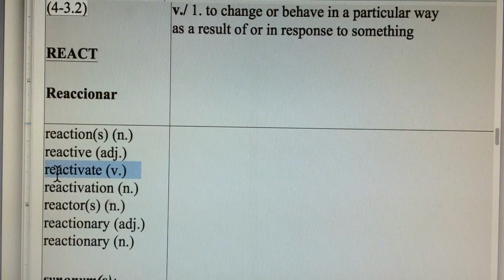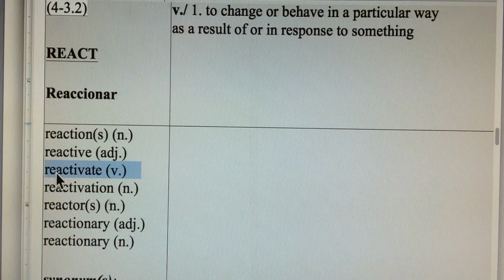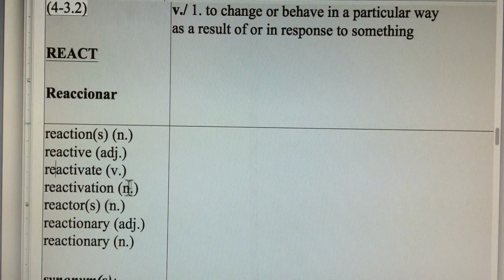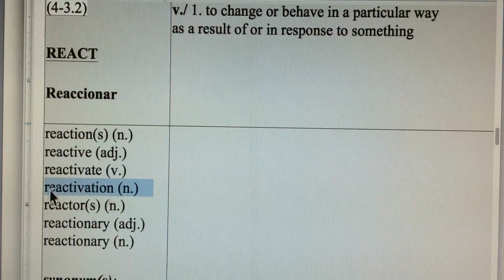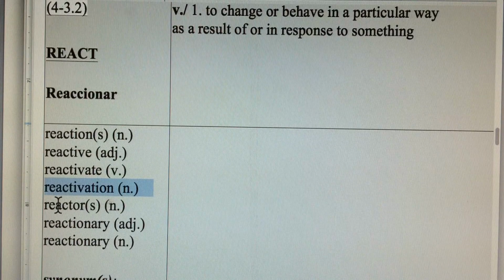Reactivate means to start something up again after a period of time. For example, students, when they come back to Escuela Popular after leaving, sometimes the registrar has to reactivate them. It means start them up on the system again. And that process is called a reactivation. Reactivation.